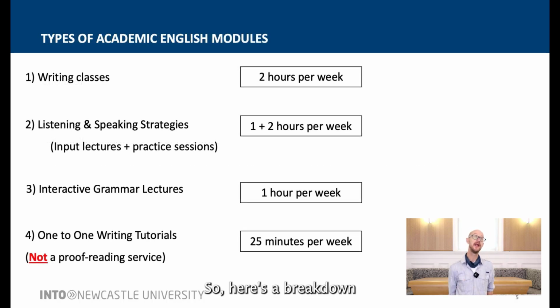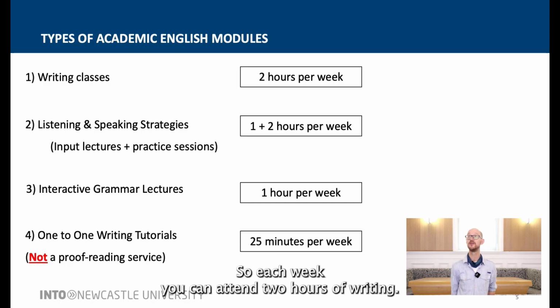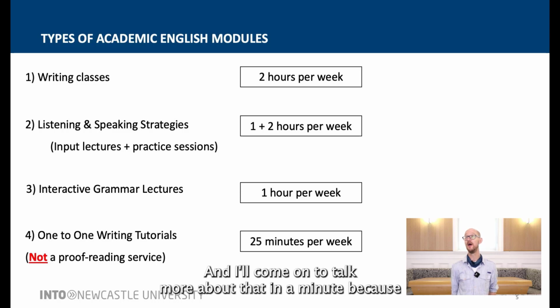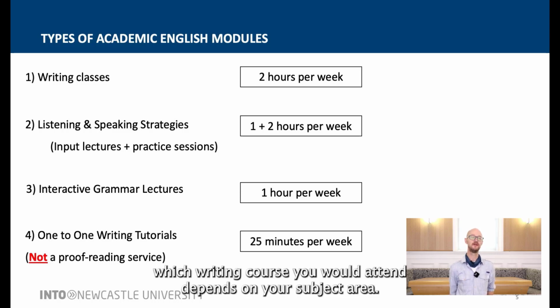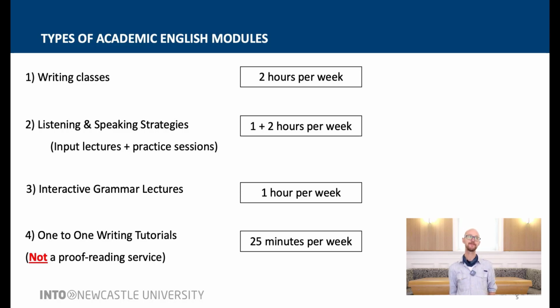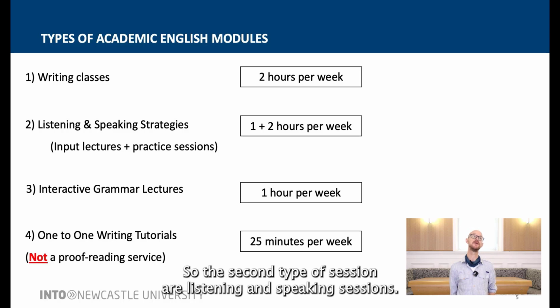So here's a breakdown of how the 6.5 hours works out. Each week you can attend 2 hours of writing. I'll come on to talk more about that in a minute because which writing course you would attend depends on your subject area. The second type of session are listening and speaking sessions.